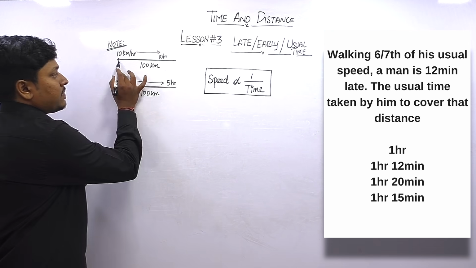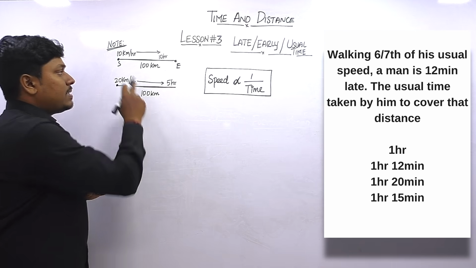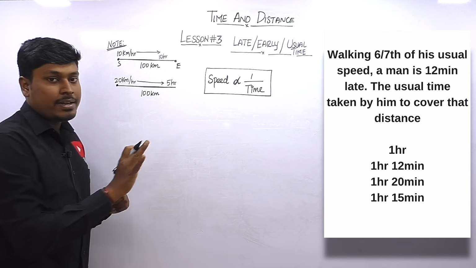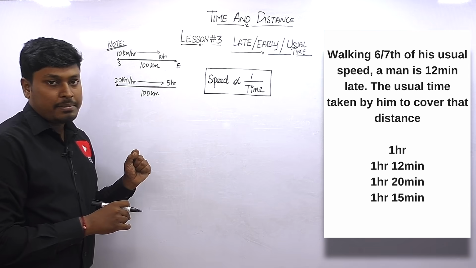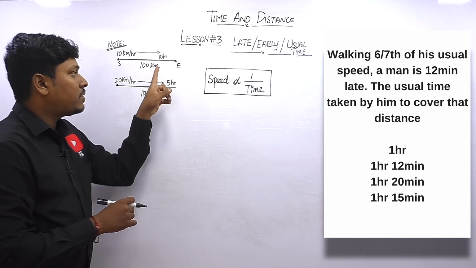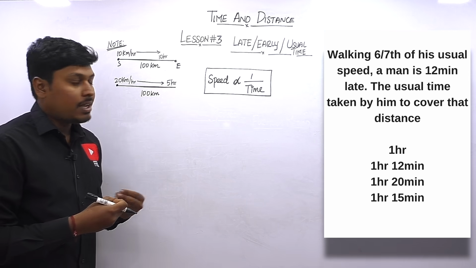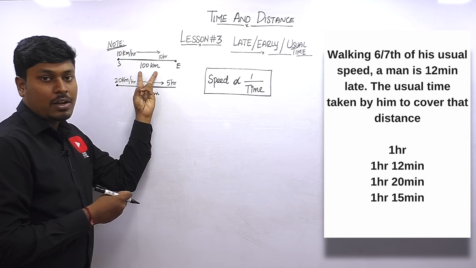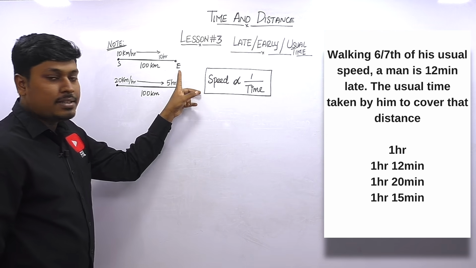Let me assume this is the starting point and this is the ending point. The distance between the starting point and the ending point is 100 kilometers, and we are running at a speed of 10 kilometers per hour. How many hours will it take to reach the destination normally? At 10 kilometers per hour, to cover 100 kilometers, it takes 10 hours in total.